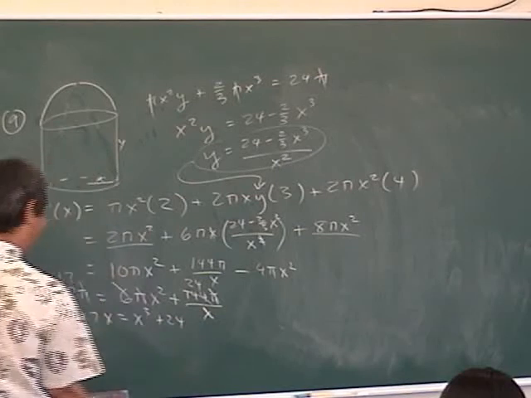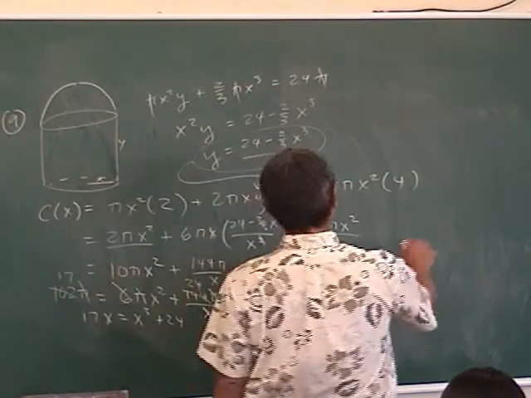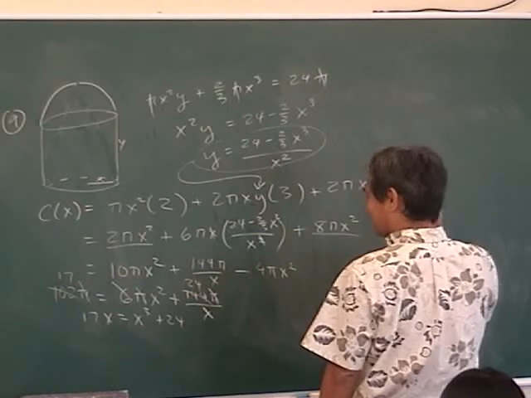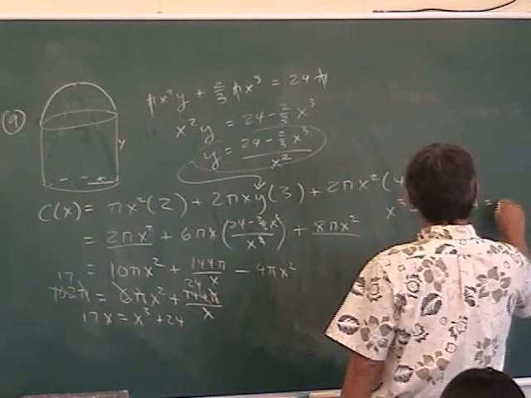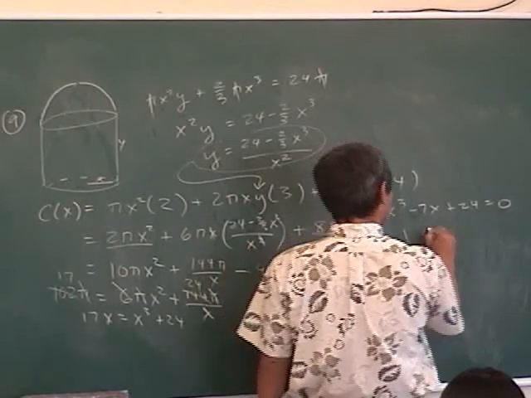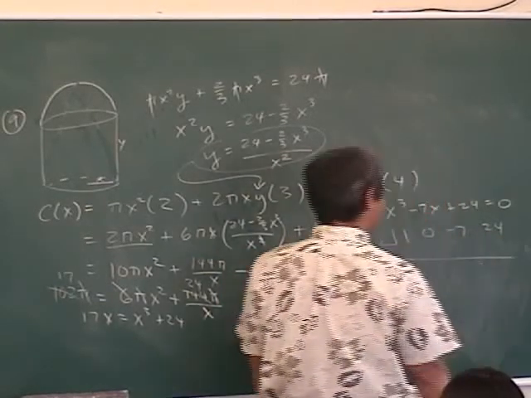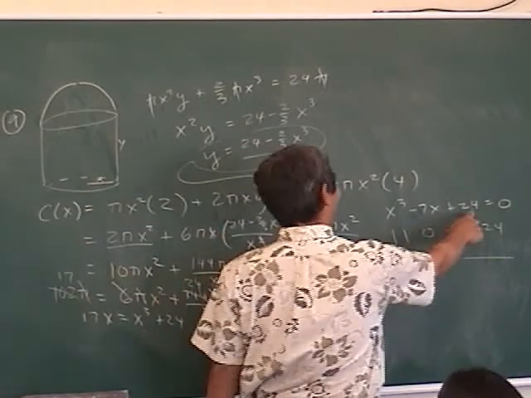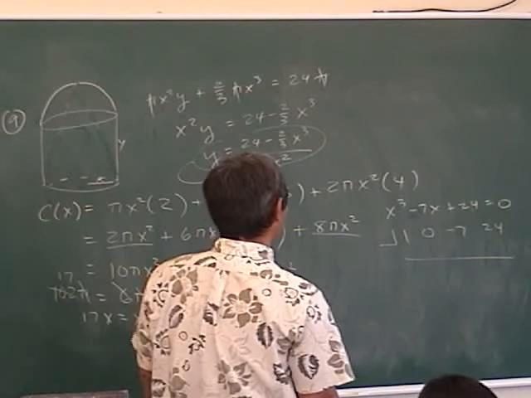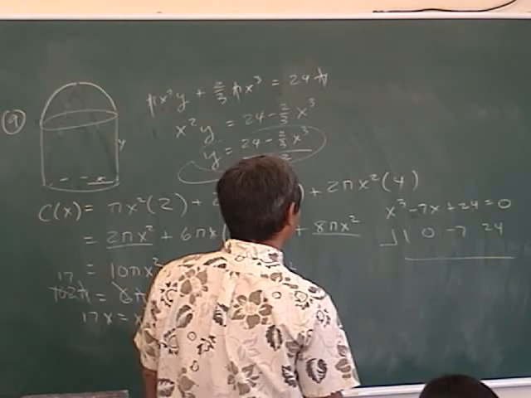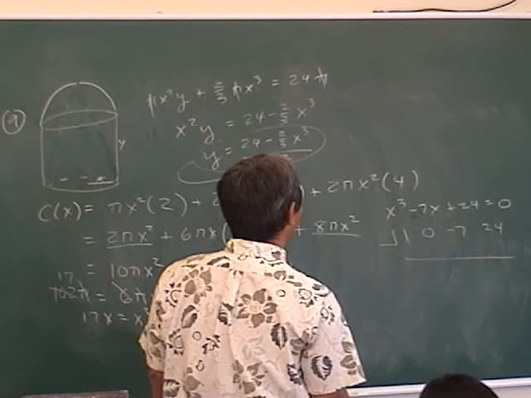Hey, what a surprise! It's a cubic equation. I know I'm on the right track. So make one side 0. Okay, so 1, 0, negative 7, 24. We're not even thinking about factor by grouping. So factors of 24 over factors of 1. 1 doesn't work. What about 2? Does 2 work? No. What about 3? No. What about 4?